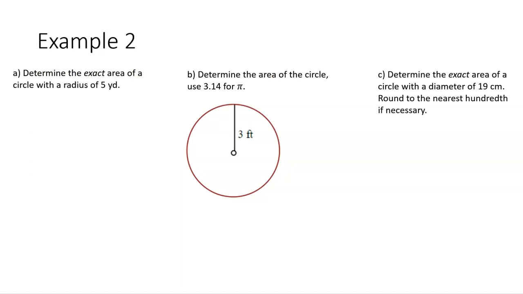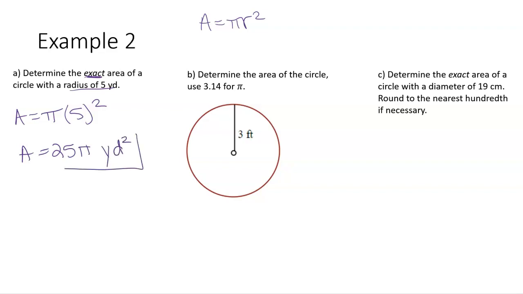So determine the exact area of a circle with a radius of 5 yards. So we've got our area formula is pi r squared. They say exact, so our answer is going to be in terms of pi, and so our area is going to be pi. They give us a radius of 5 squared, so it's going to be 25 pi square yards because we are talking about area.